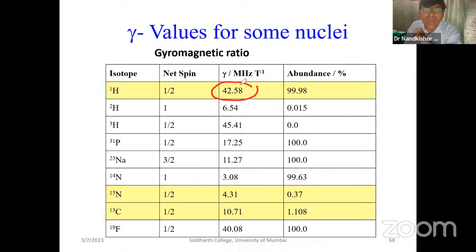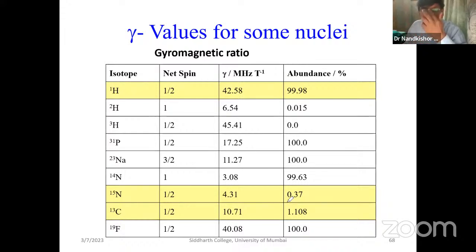Another important thing: the gyromagnetic ratio is directly related to the magnetic field required for resonance. In proton magnetic resonance, suppose we have a 400 megahertz instrument, that means the radio frequency is 400 megahertz, and an equivalent amount of magnetic field will be required. If you go from proton NMR to C13, the applied magnetic field required will be 4 times less than the proton. So if it is 400, this will be 100. That is a basic difference in terms of the instrument.